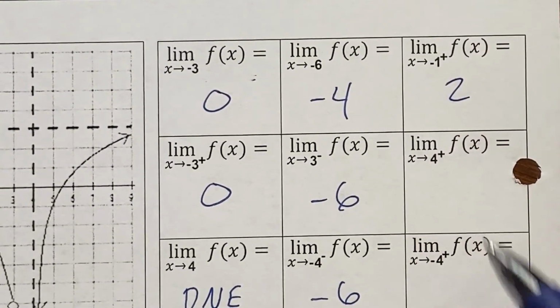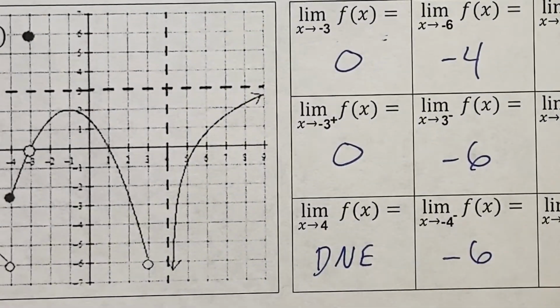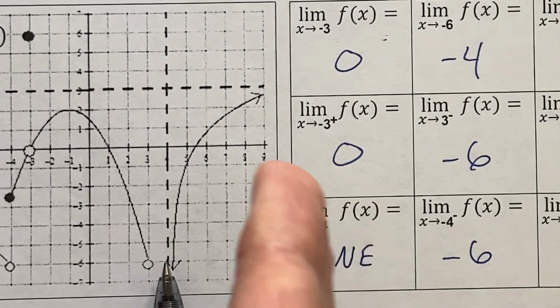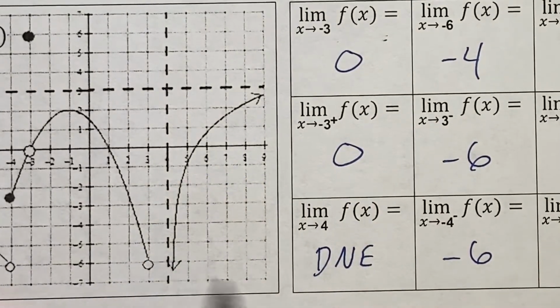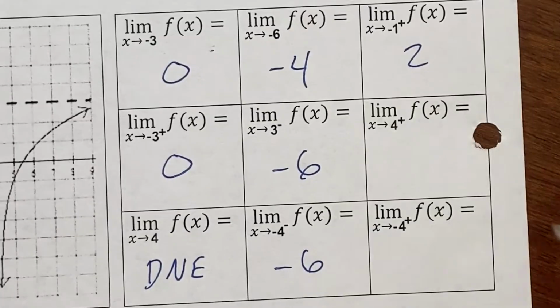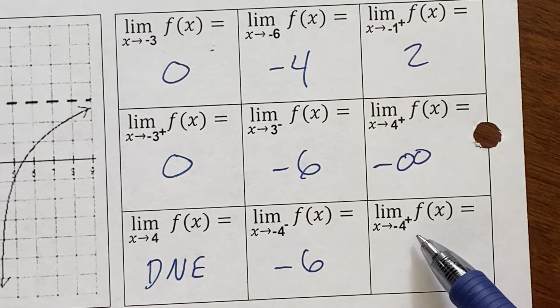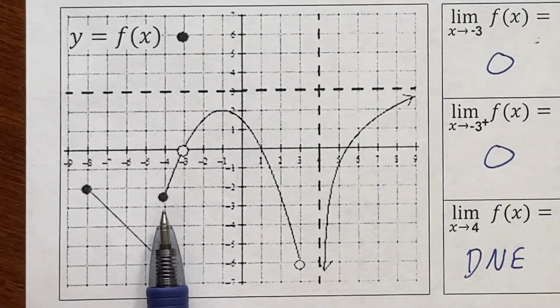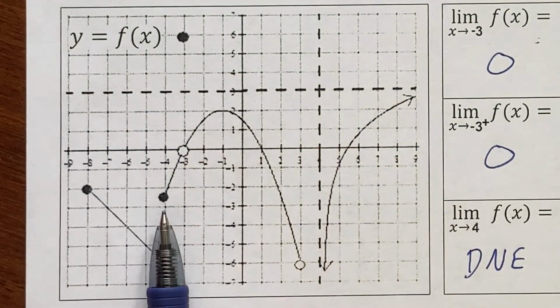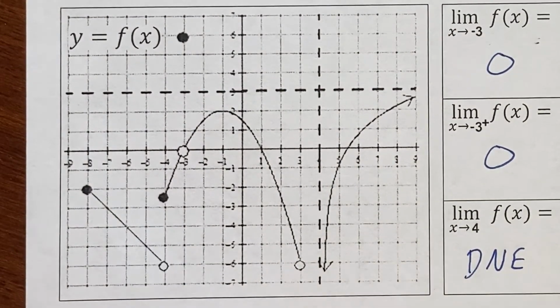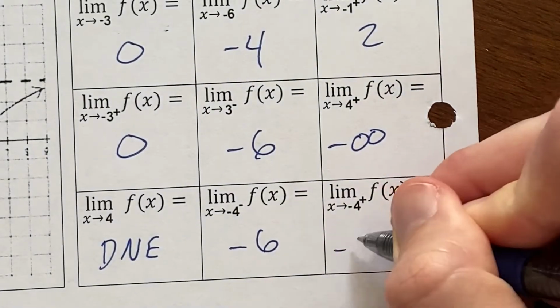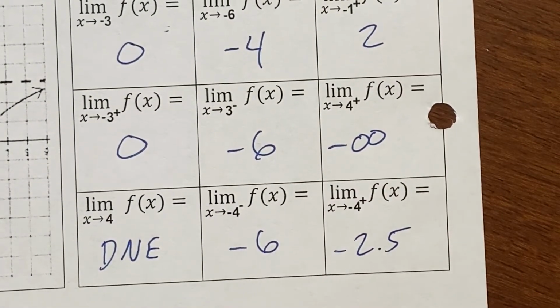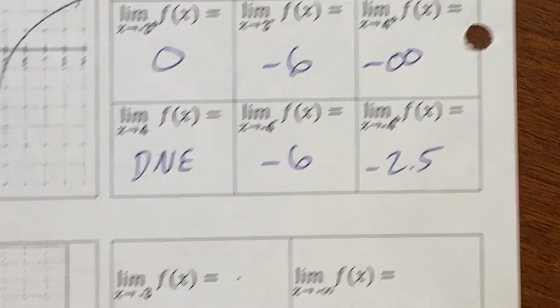2. As x approaches 4 from the right, so as we're coming from the right side, looks like our graph is going to -infinity there. And -4 from the right side, we're getting really, really close to, I don't know what that number is. Let's say -2.5. Okay.